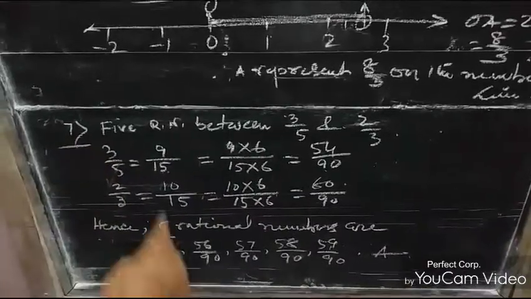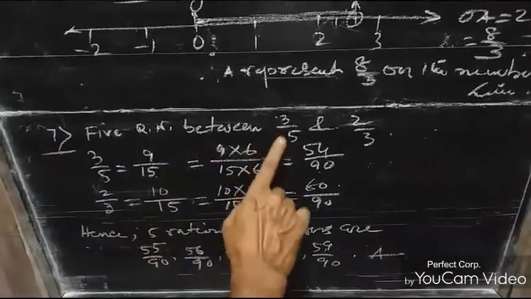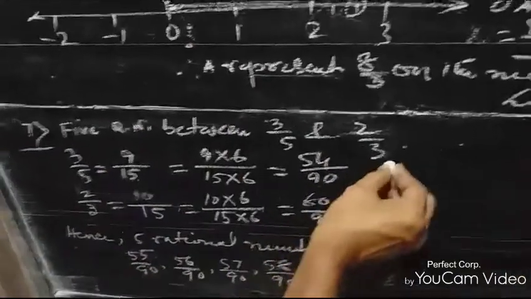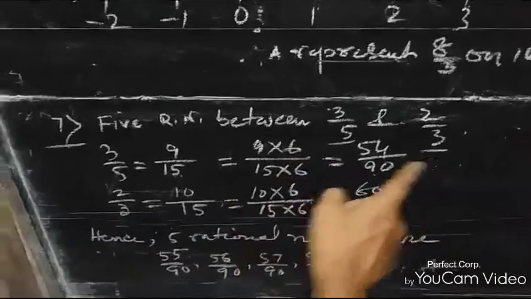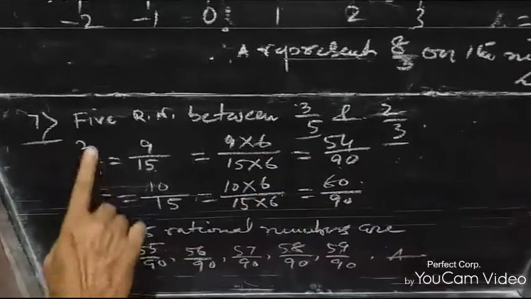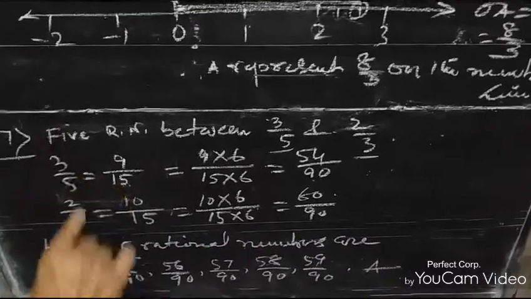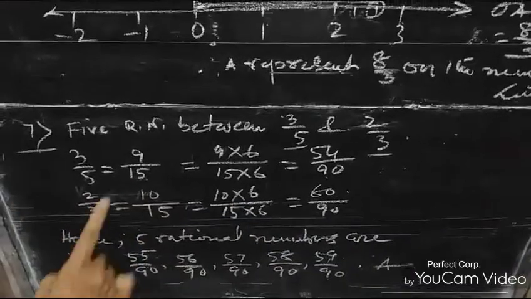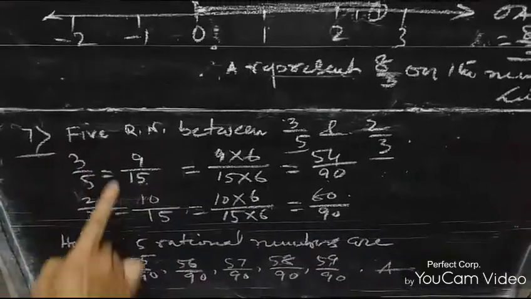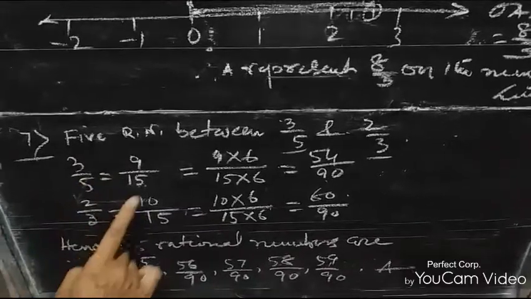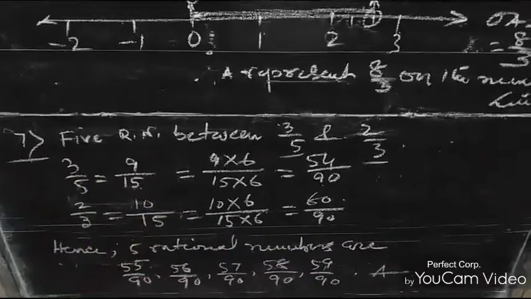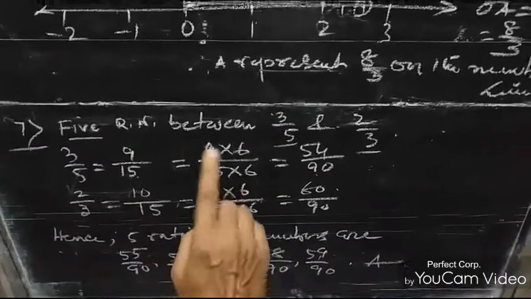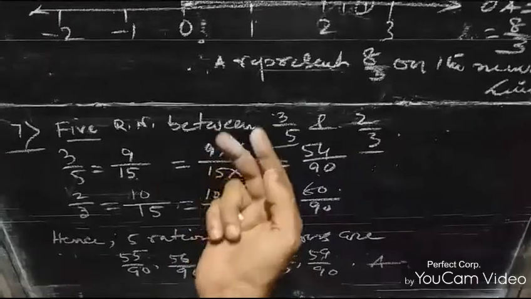Next, from this exercise I am showing another one. This is number 7: insert 5 rational numbers between 3 by 5 and 2 by 3. The rule is you need to equalize their denominators first. Make the denominators 5 and 3 equal, that is their LCM, which is 15. Multiply 3 by 5 by 3, so 3 into 3 is 9 by 15, and the other is 10 by 15. Now we need 5 rational numbers in between, so we multiply with n plus 1, that is 5 plus 1.